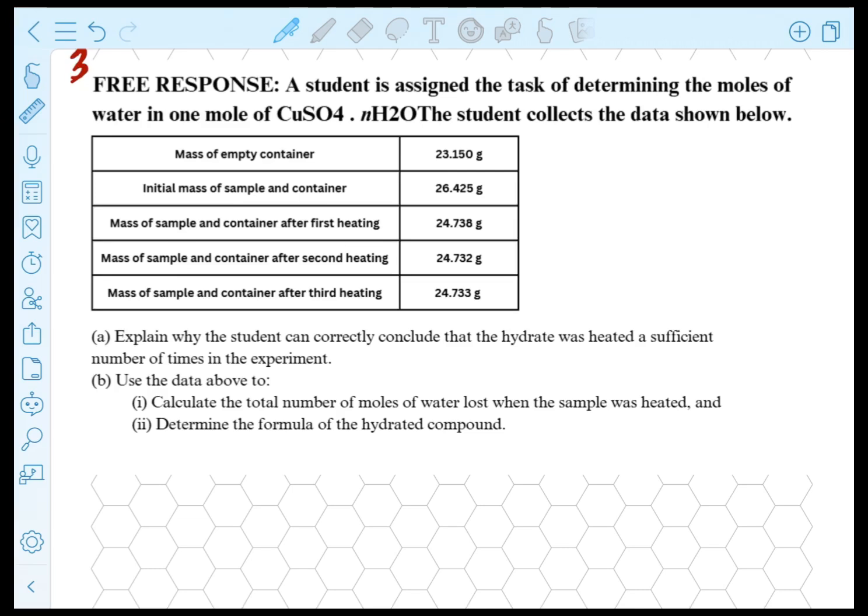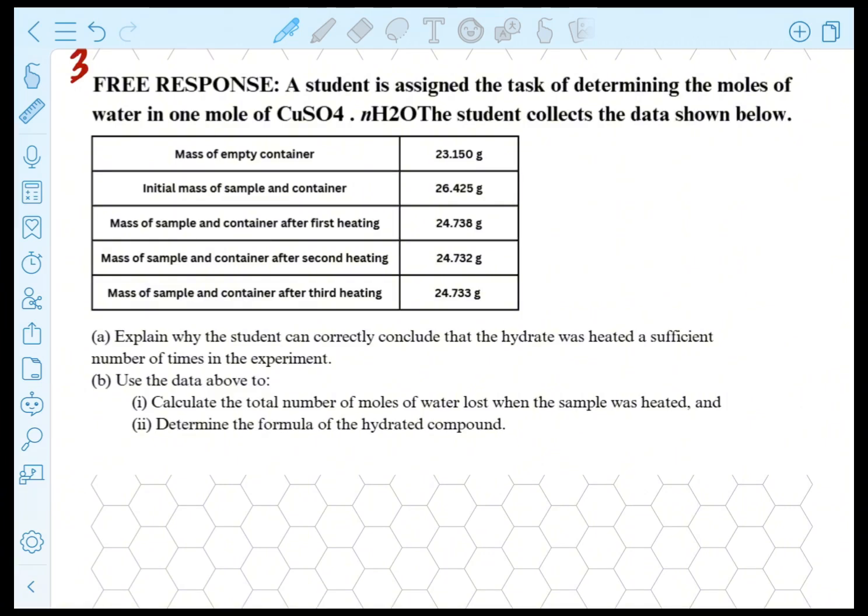It's an FRQ, so get those pencils out if you want to truly practice it, and pause the video if you know how to do it. But if not, I'm going to walk through it. Alright, so let's go over it. A student is assigned the task of determining the moles of water in 1 mole of copper 2 sulfate and water. The student collects the data shown below. Alright, so here we have the hydrate of copper 2 sulfate.